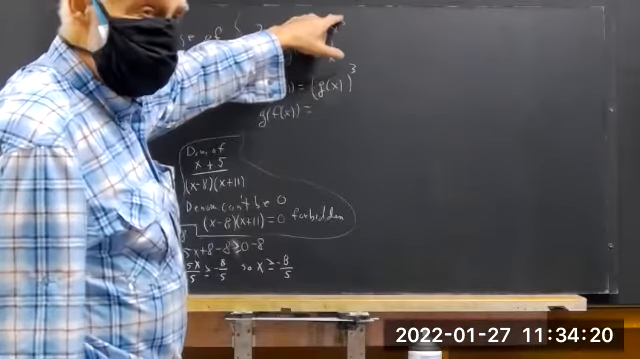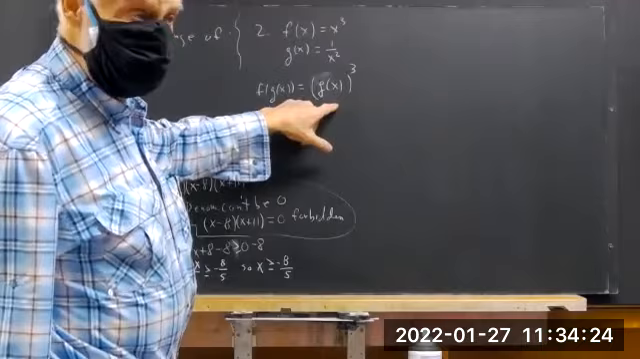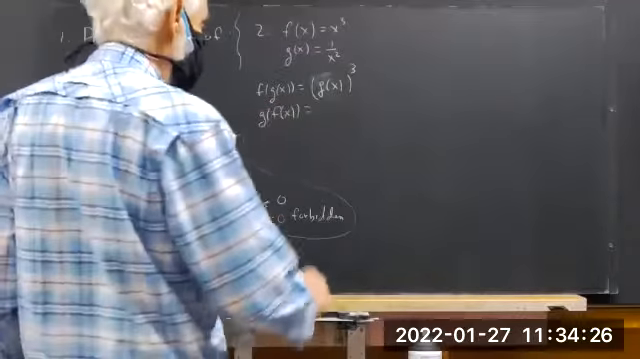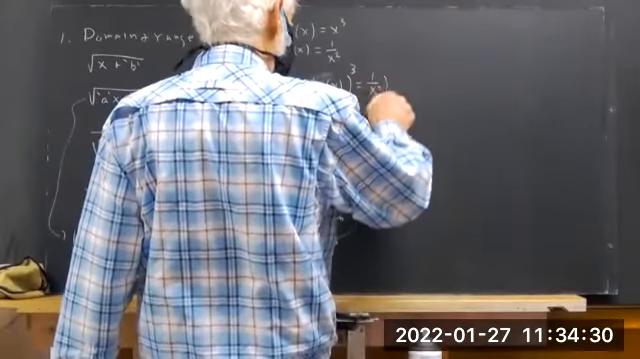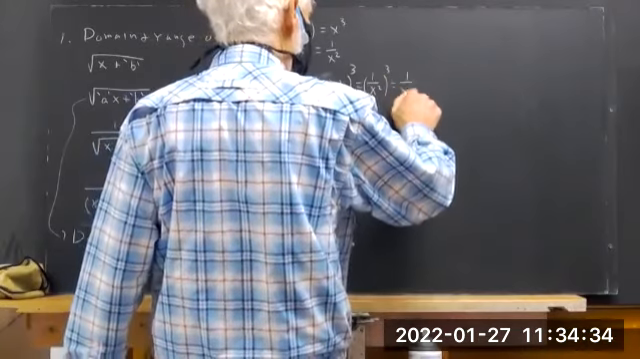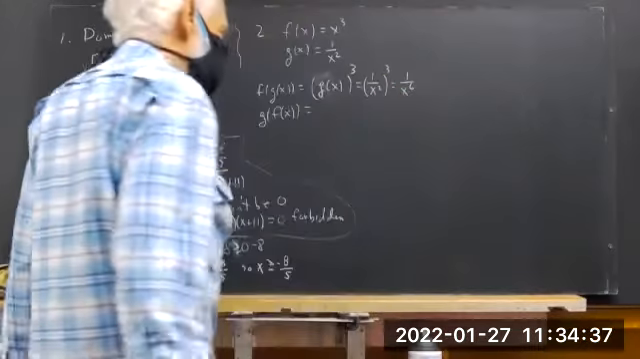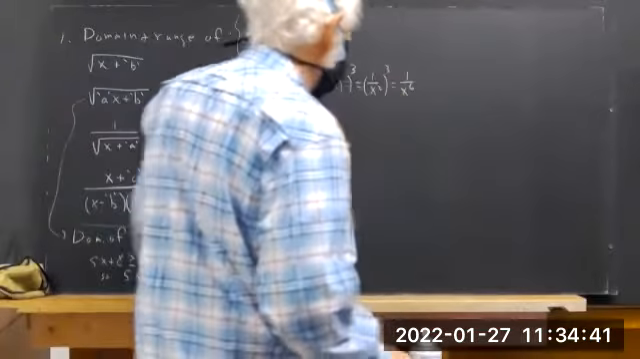Whatever x is, it gets cubed. If x is now g of x, then g of x gets cubed. That equals the cube of 1 over x squared, which is 1 over x to the 6th.